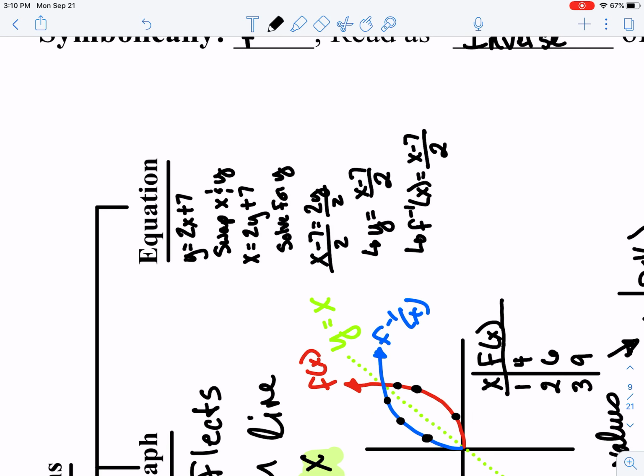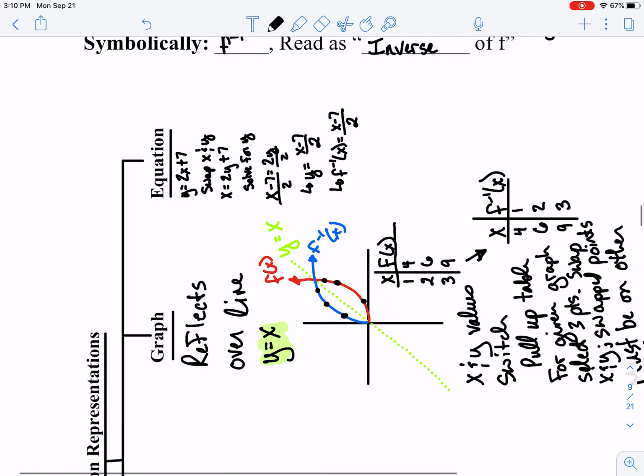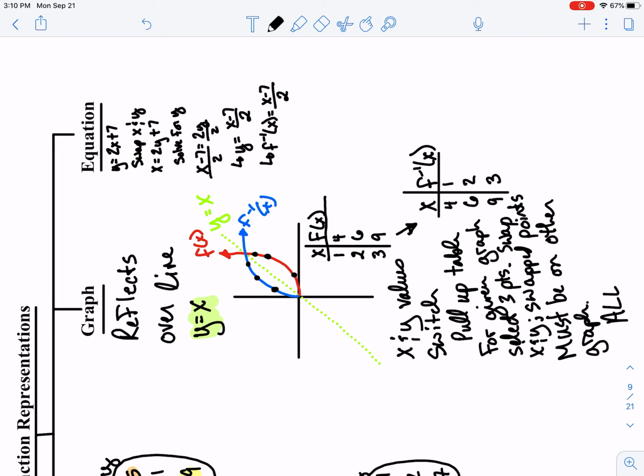Again, with equations, you're going to be given multiple choice. Anytime I have equations, I'm going to put my answer choices in Desmos and come back here. Pick 3 points, swap the x's and y's. They need to be in the table for what I'm looking at.